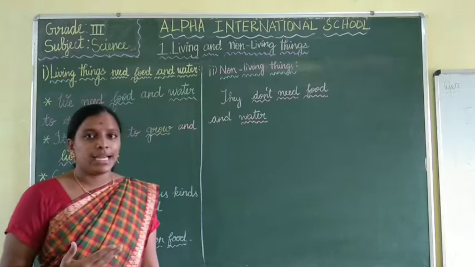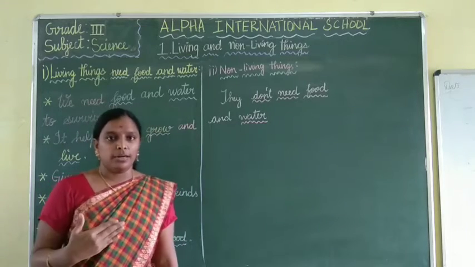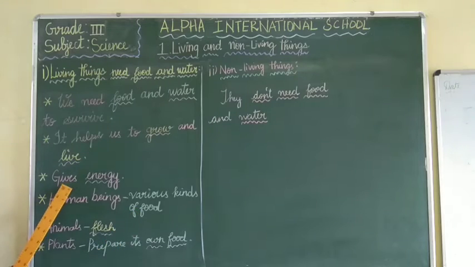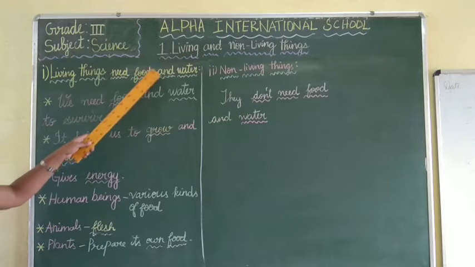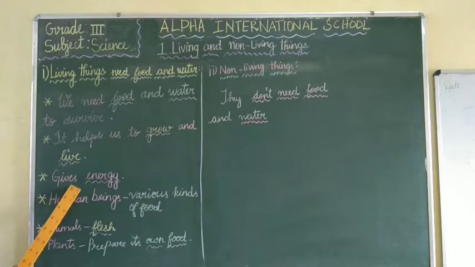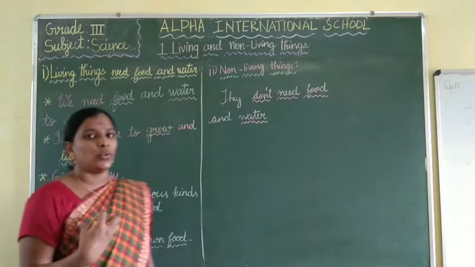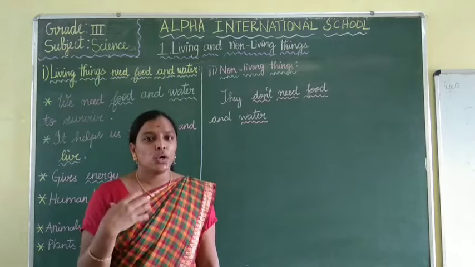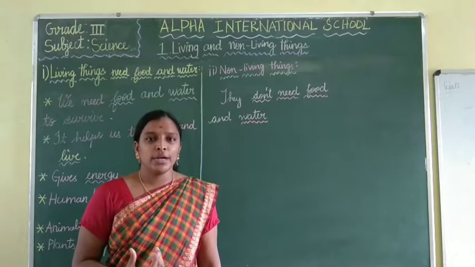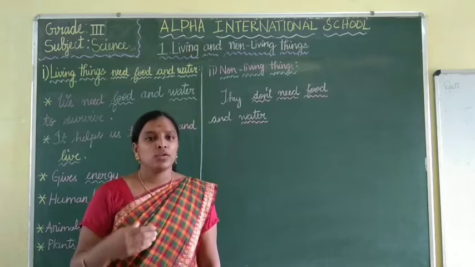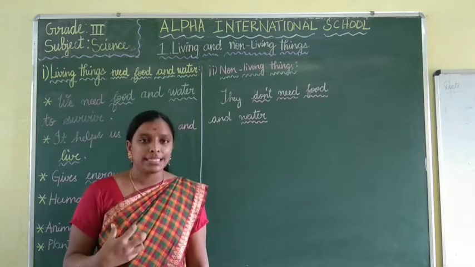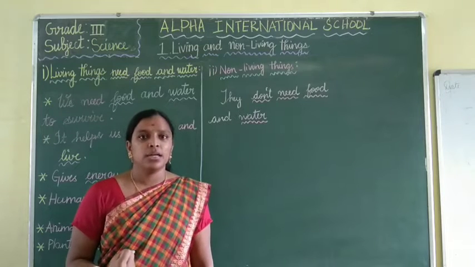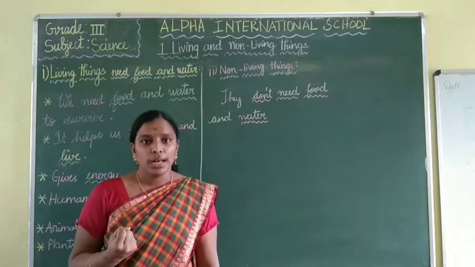So the basic thing is food and water. It gives energy. Who gives energy? The food and water give energy, which means strength to our body. Not only human beings, but for all living things, food and water is a basic need. By that only we get some energy and strength, and then only are we able to live.